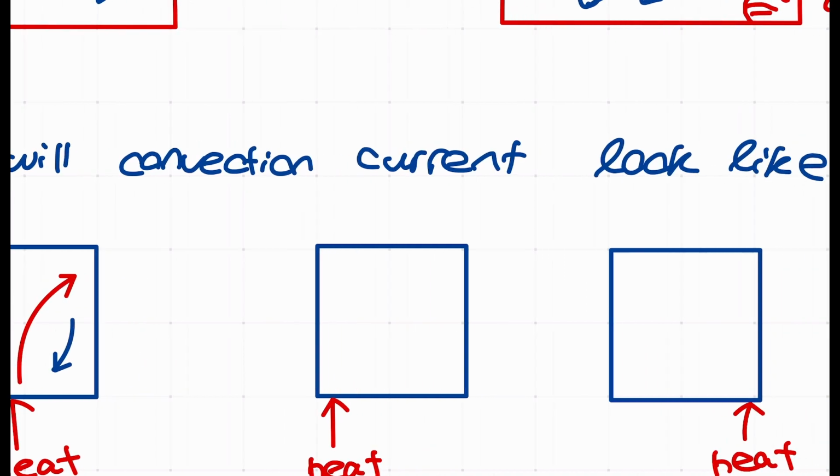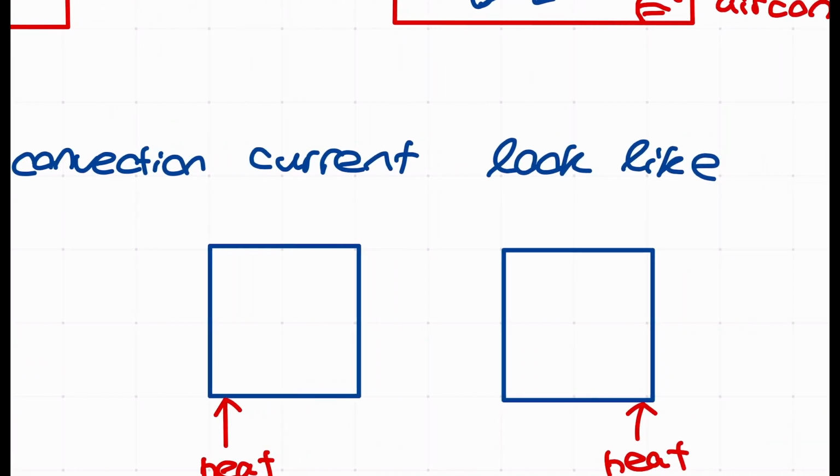But if you look at this over here, now the heat is on the left hand side, which means this part of the water is heated first. So how will the convection current look like? The hot water over here will rise, while the cold water over here will sink.